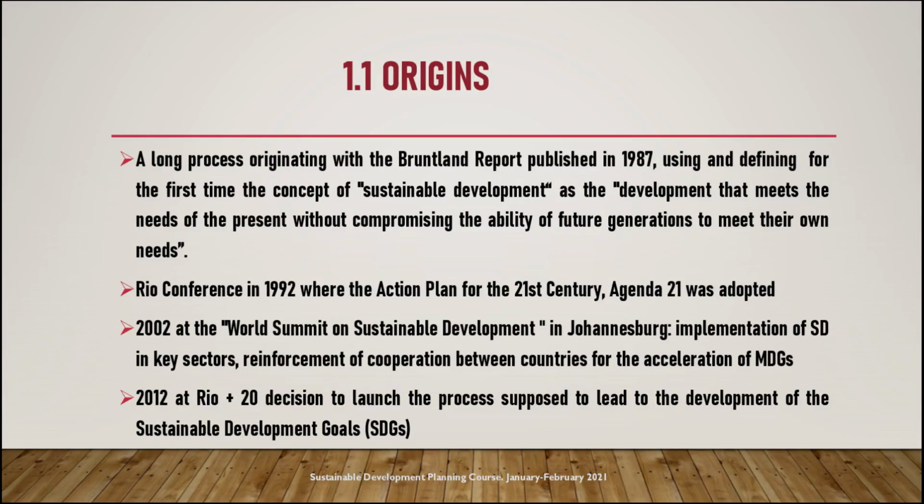So, as you know, the Agenda 2030 is a fruit of a long process originating with the Brundtland Report, published in 1987, as it was the first report that have used the concept of sustainable development, defined as a development that meets the needs of the present generation without compromising the ability of future generations to meet their own needs.